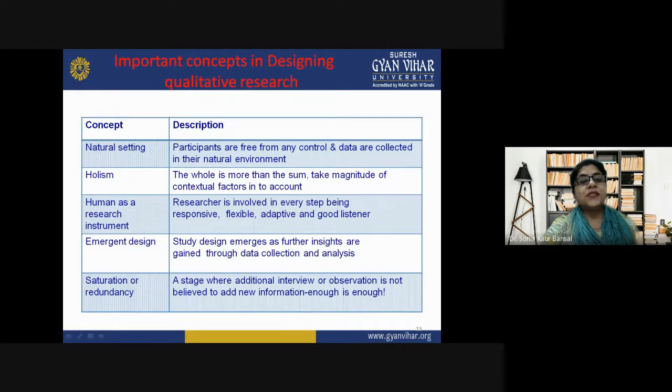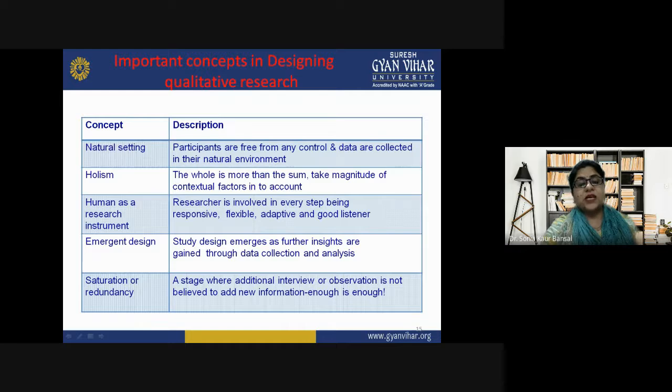Then, important concepts in designing qualitative research: how it is designed and what important concepts you have to see. One by one we are going to take each concept and its description, as given to you on your screen in the table. Firstly, natural setting: participants are free from any control and data are collected in their natural environment. Then holism: the whole is more than the sum, taking the magnitude of contextual factors into account.